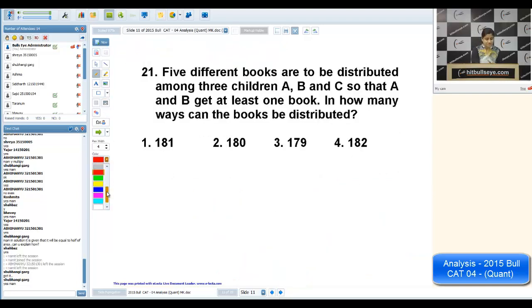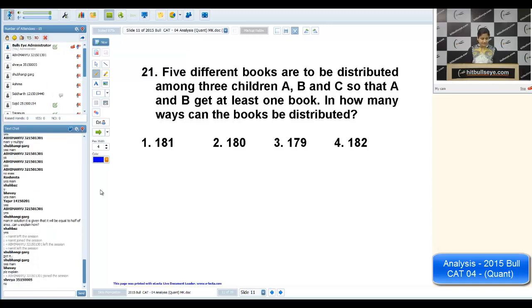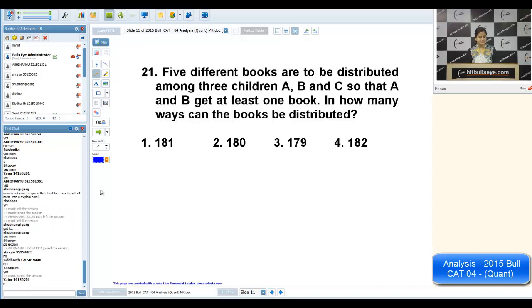Permutation and combination. Yeah, any problem in this? Yes, Bhavya. Normally, many of these students are not comfortable in PMC because it is all about logic.